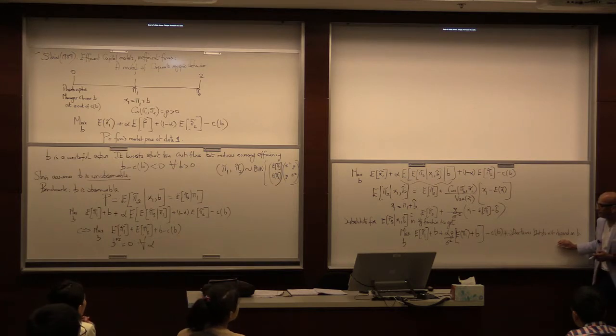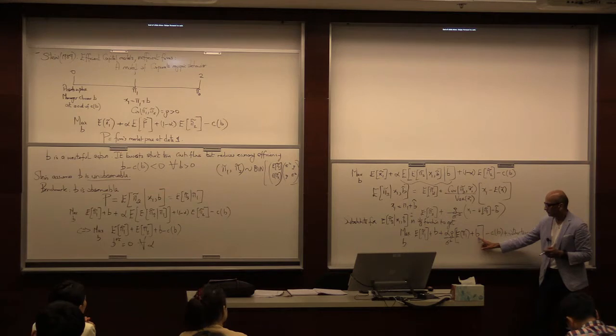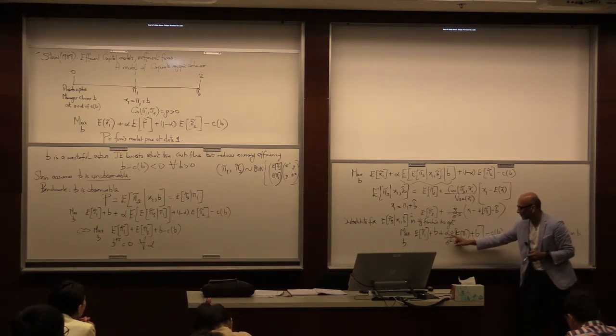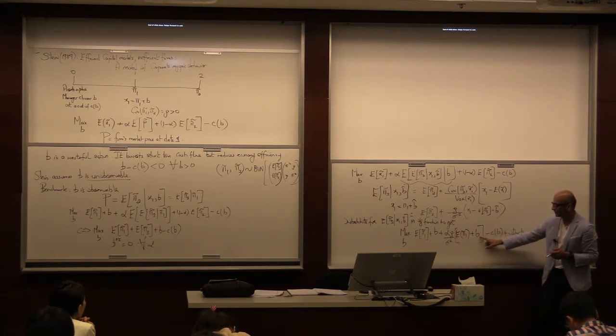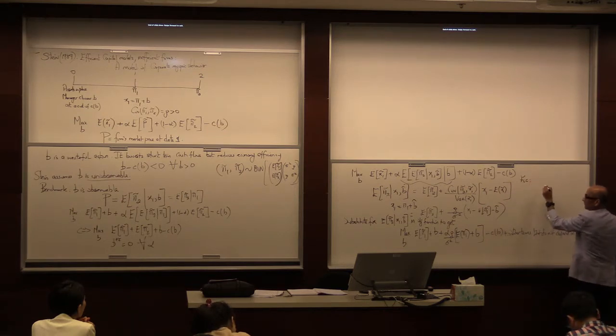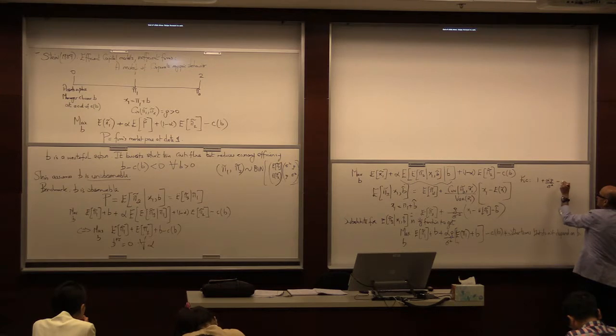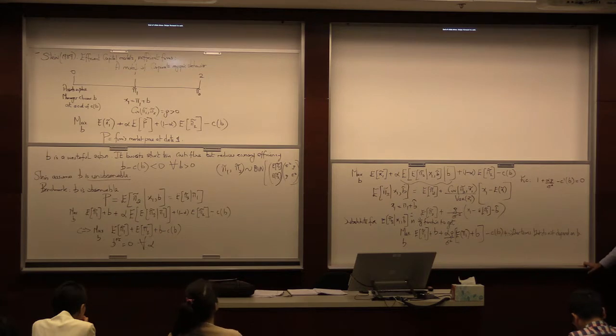Okay, now the key thing to note here is that suddenly there's an added benefit to b. And it's being multiplied by alpha rho over sigma squared. That's the b right here. In other words, the first order condition with respect to b is going to be 1 plus alpha rho over sigma squared minus c prime of b equal to 0. Right? That's the first order condition with respect to b.